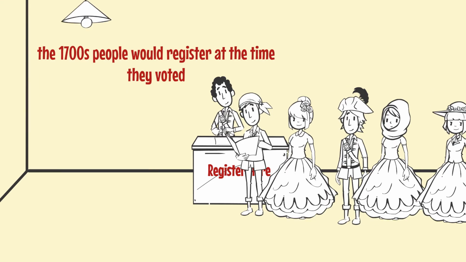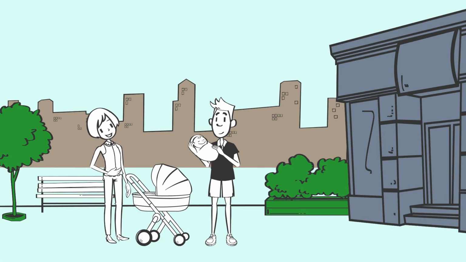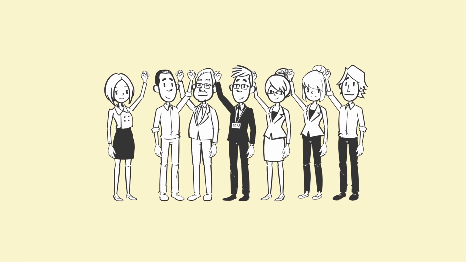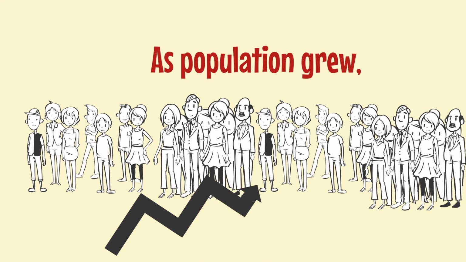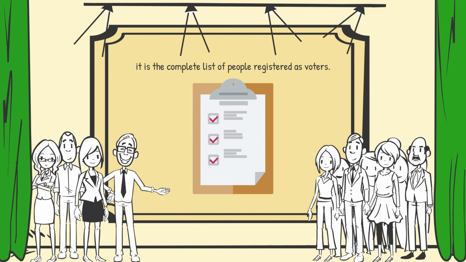Without the consent from the majority of the total body of registered voters, it is supposed to fail for lack of consent. In the 1700s, people would register at the time they voted. The population was small and people knew each other. They voted by voice, yeas or nays, or by raising their hands. As the population grew, and we knew fewer of our neighbors, the voter registration was created. It is the complete list of people registered as voters.